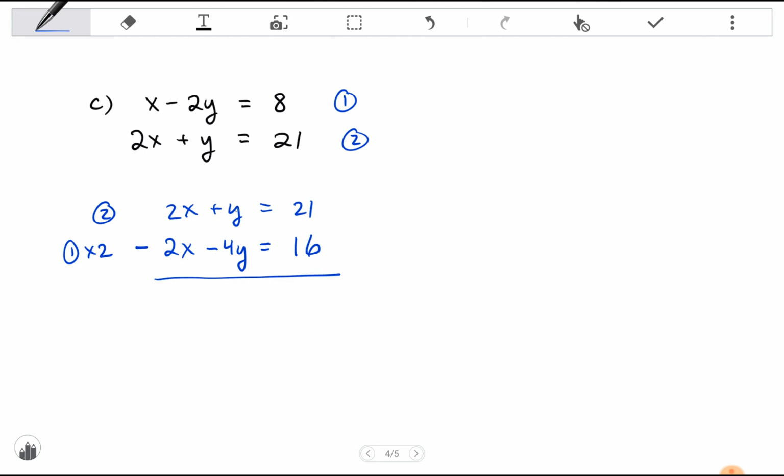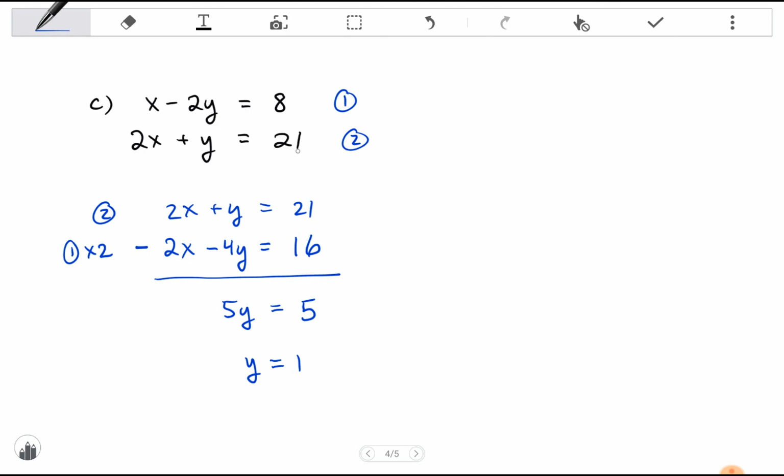y minus negative 4y. You need to watch your signs here. So we have y minus a negative 4y. So we actually add, right? 2 minuses is an add, so that's 5y. And 21 minus 16, that's 5. So if we divide each side by 5, we'll get y equals 1.